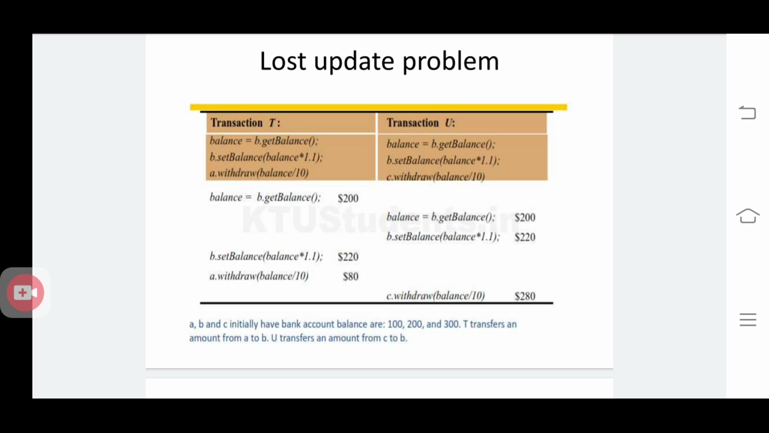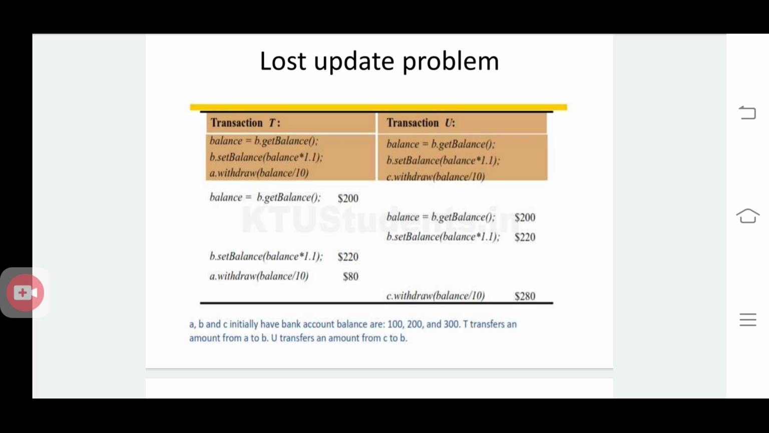Initially the account balances are $100, $200, and $300. The first operation is done in transaction T, which is getting the balance of B. After getting the balance, the variable contains the value $200, right? Then the operations in transaction U: getting the balance returns 200. Then setting the balance, it will set B's balance as 220, balance times 1.1, which is 220.